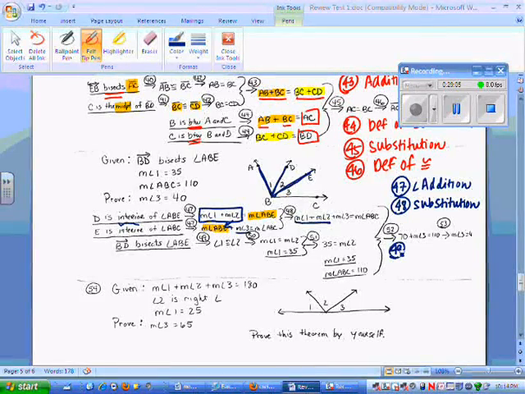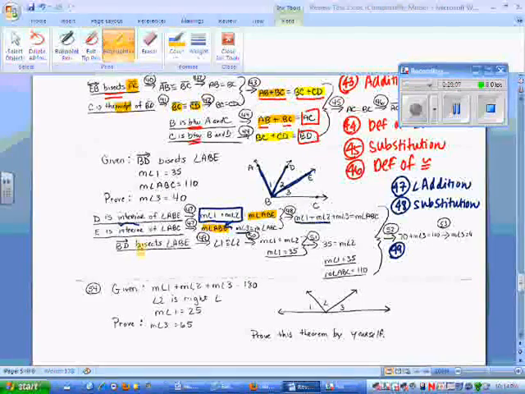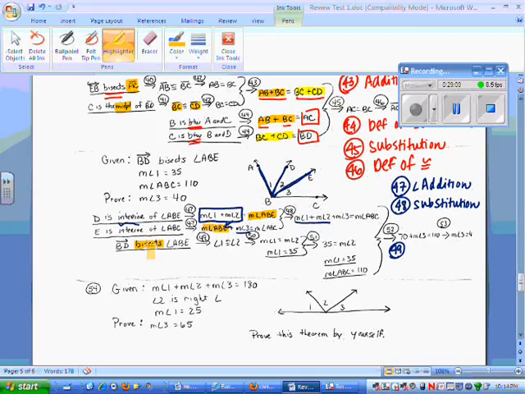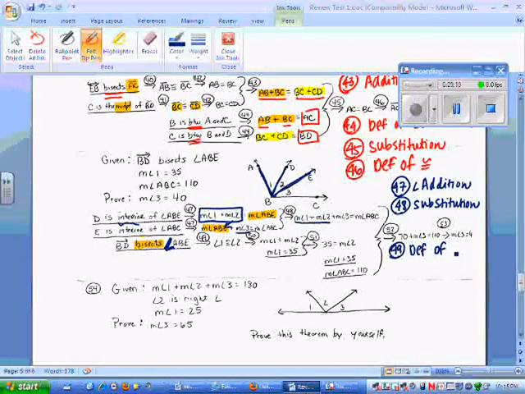49. We have a word in there that's going to tell us what the definition is. Definition of bisects. But we can't just say bisects, we have to be specific. Is this a segment bisector or angle bisector? Well, it's bisecting an angle, so it's an angle bisector.